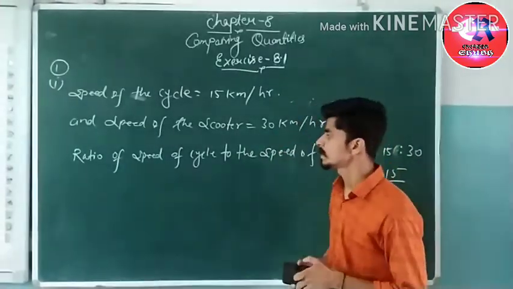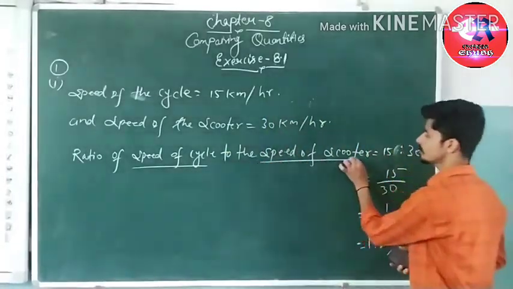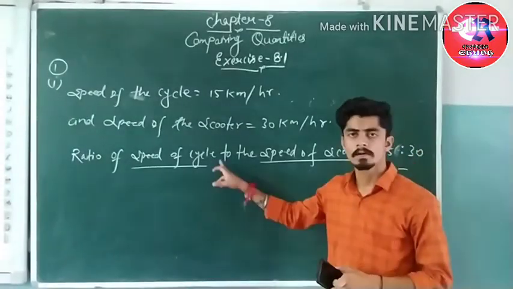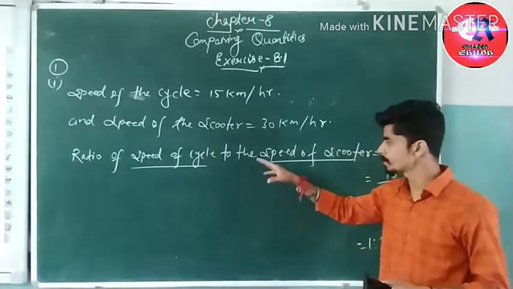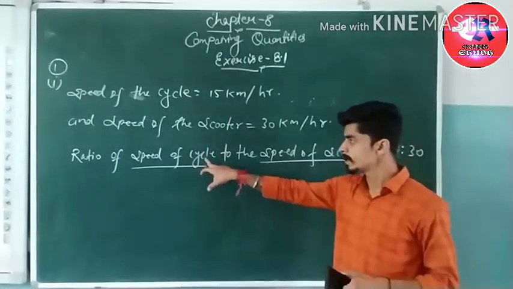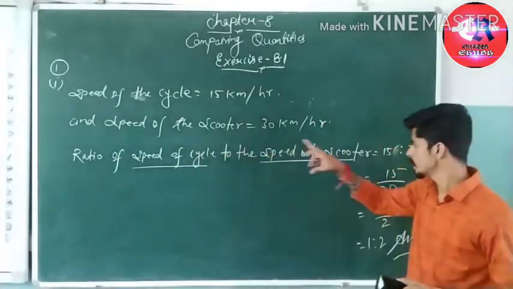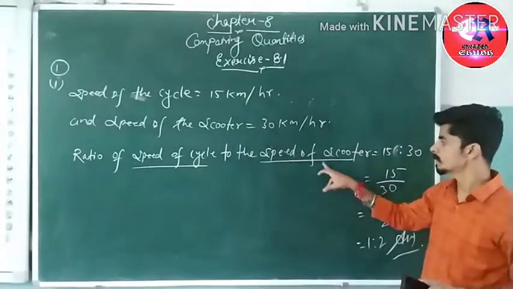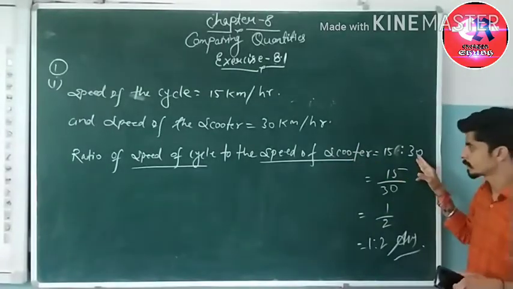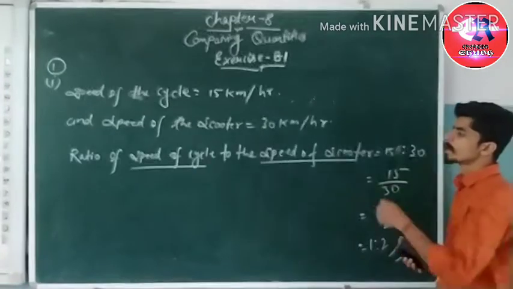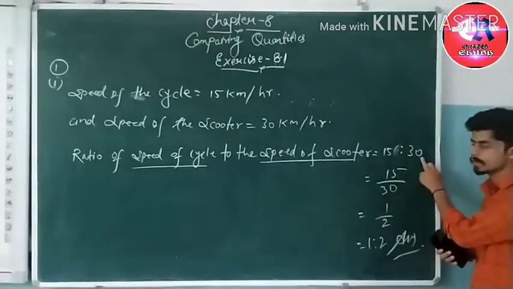Now we have to find the ratio of the speed of cycle to the speed of scooter. Here the speed of cycle comes first. That means we have to put the value of the speed of cycle first. Now the speed of scooter comes later, so we put the value of the speed of scooter after that. So now we are finding the ratio. That means the speed of cycle is 15, ratio, the speed of scooter is 30.